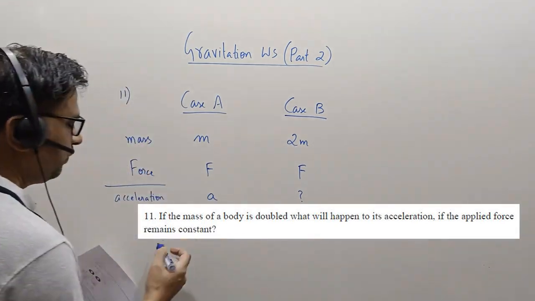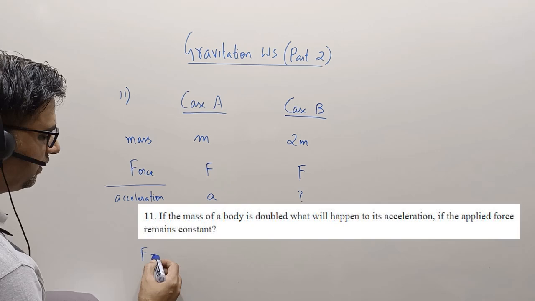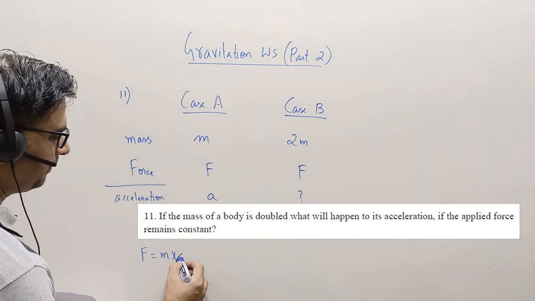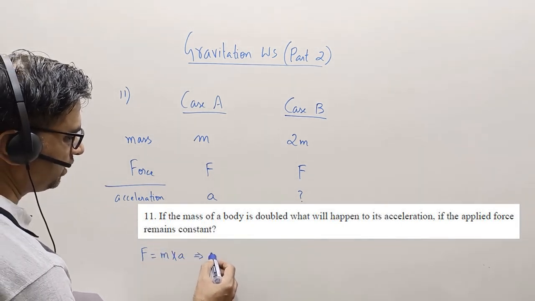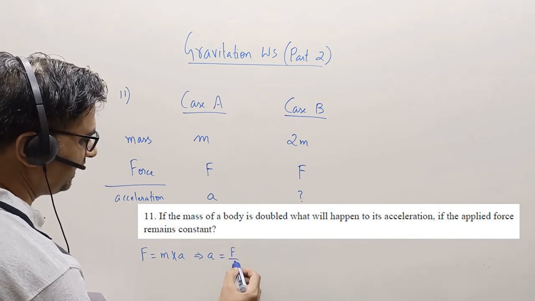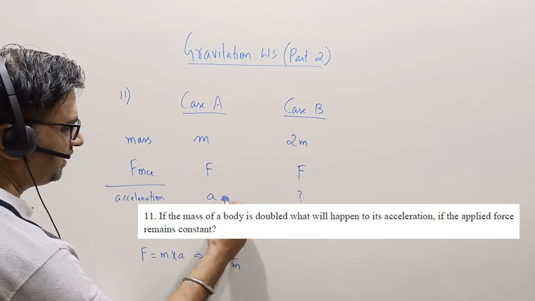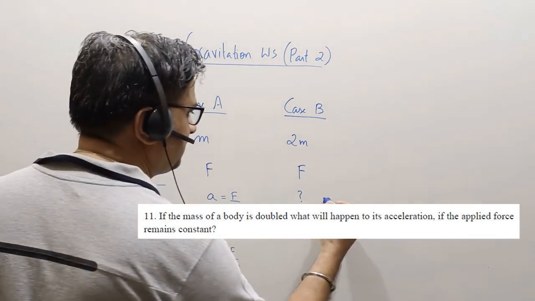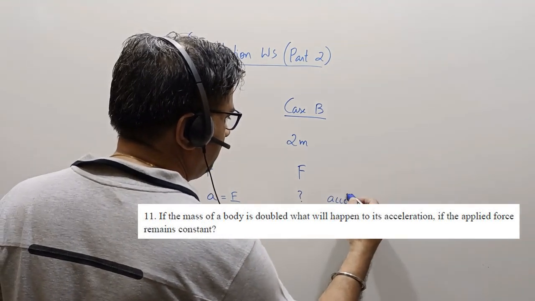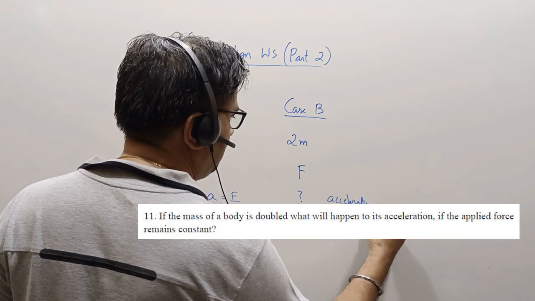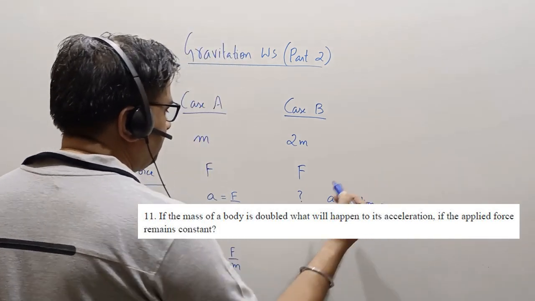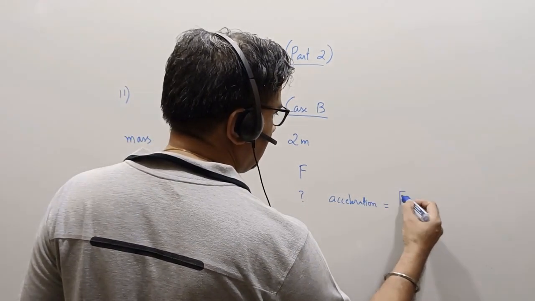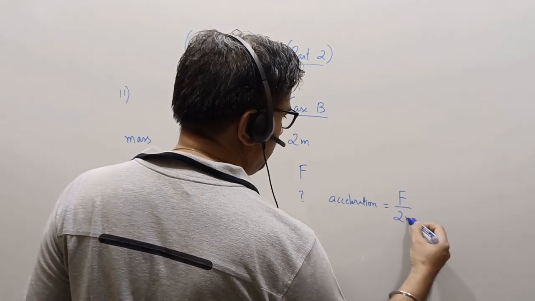Now we know that F is equal to m into a. So that gets us a is equal to F by m. So here a is equal to F by m. What will be the acceleration here? It's again given by force by mass. So in this case, it is F by 2m.